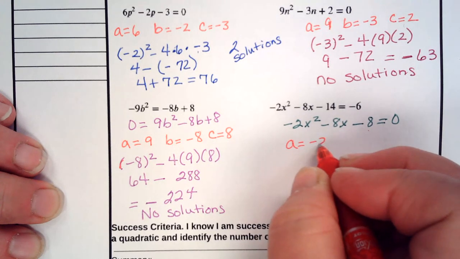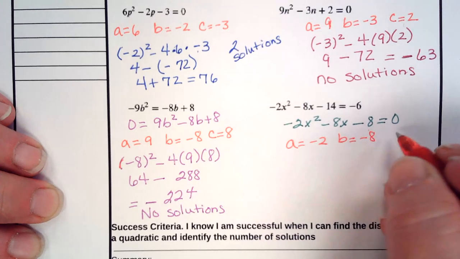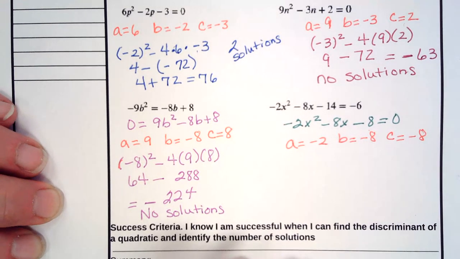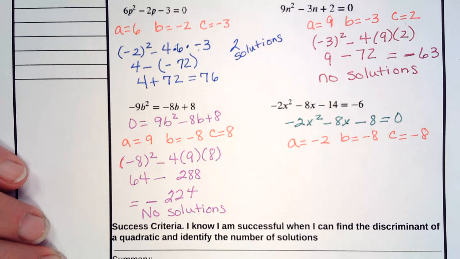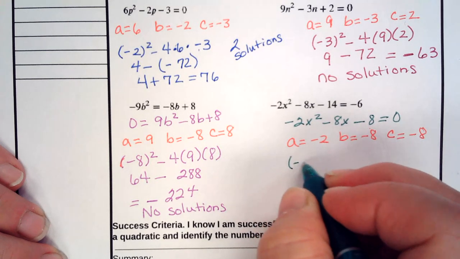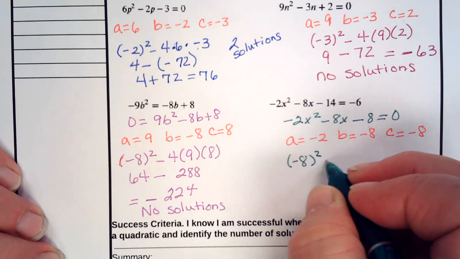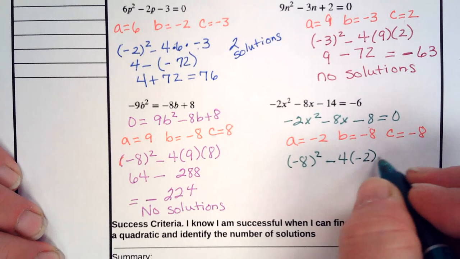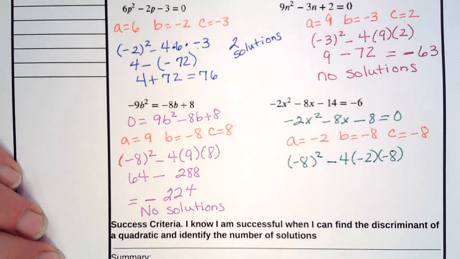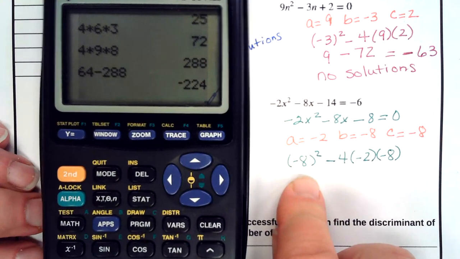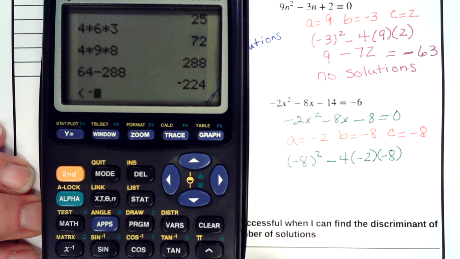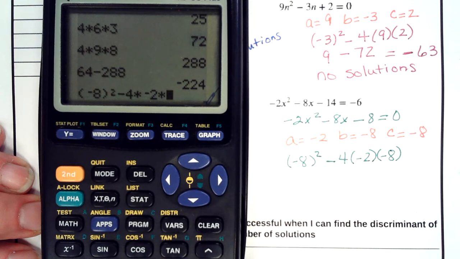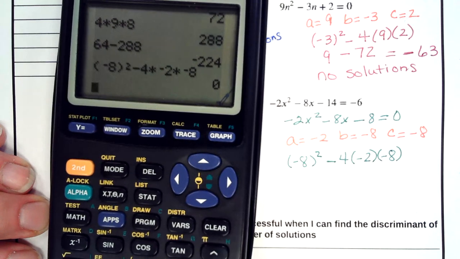A is equal to negative 2. B is equal to negative 8. C is equal to negative 8 again. B squared is negative 8 squared minus 4 times negative 2 times negative 8. Okay, now, if I do not use parentheses here, it's going to give me a negative number. Parentheses, negative 8 squared minus 4 times negative 2 times negative 8, and I get 0.